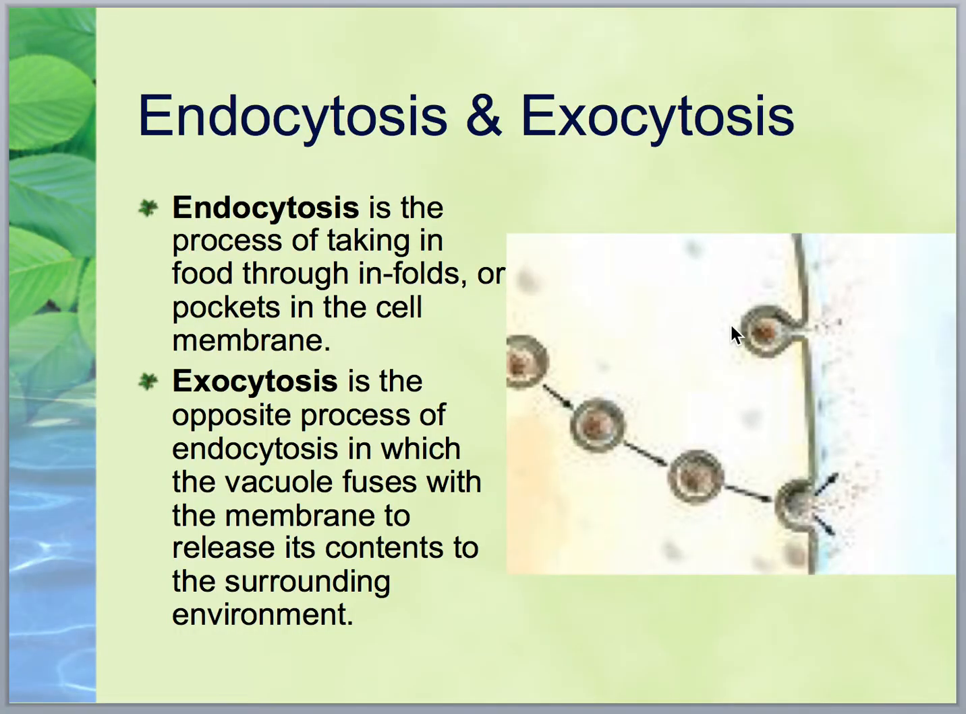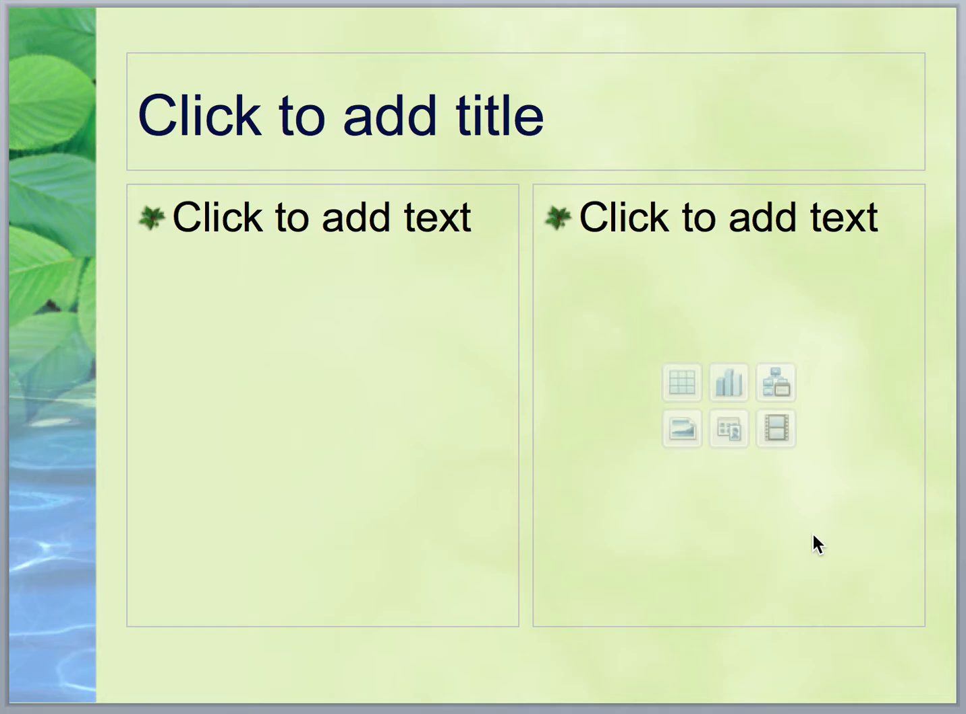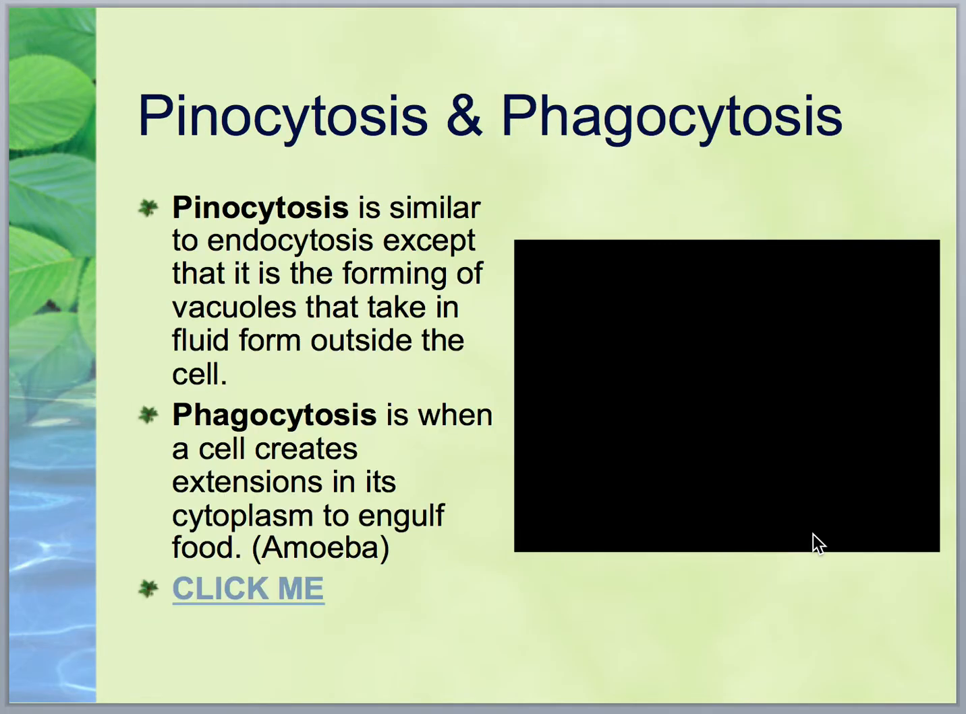Exocytosis, on the other hand, is where that membrane touches the outer membrane from the inside, and then the vacuole becomes part of the membrane itself. All right? Now, pinocytosis is a special kind of endocytosis in that it's bringing in fluid.